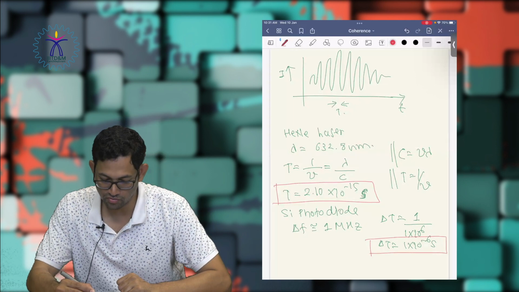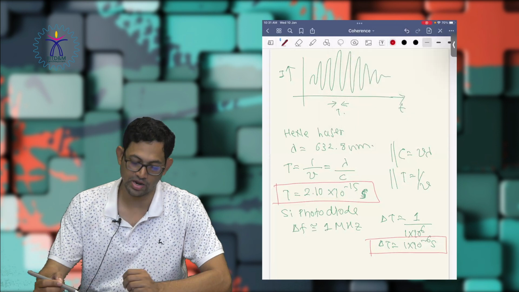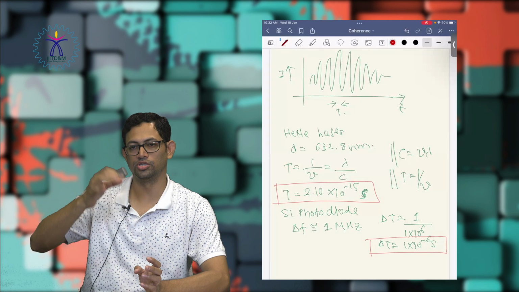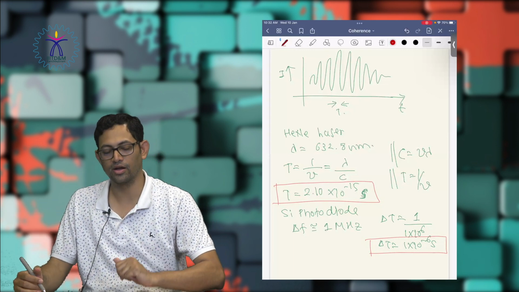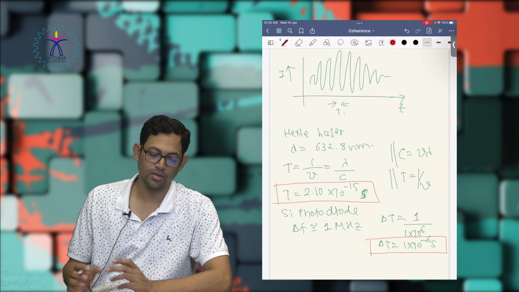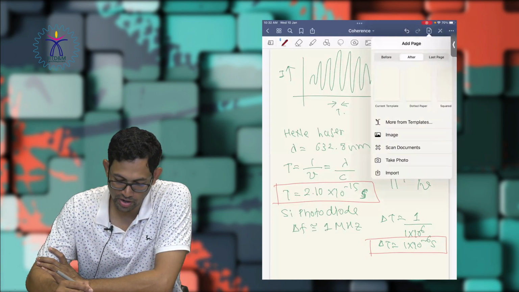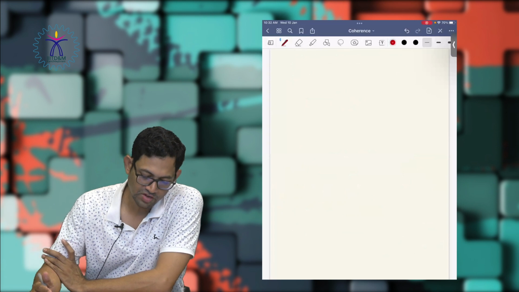So in that case, rather than having the complete instantaneous fluctuation of your wave packet, we can actually work with the average of the wave. So let us see how we can work with the average.